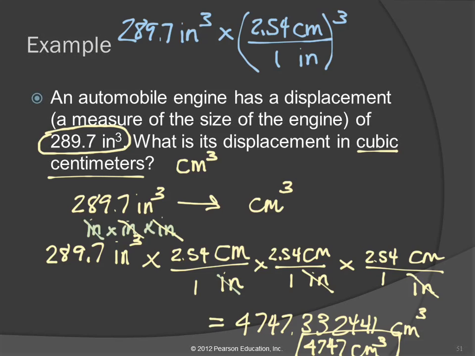Yes. I didn't even see that. Yeah, there is on my TI-30XA, thank you for pointing that out, there is an X cubed button. So that'll work as well. 289.7 times 2.54. On the 30XA, it's the second function on the 1 button. Equals, same number, 4747.